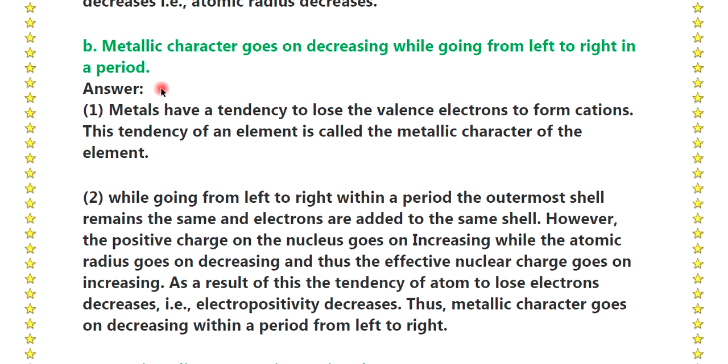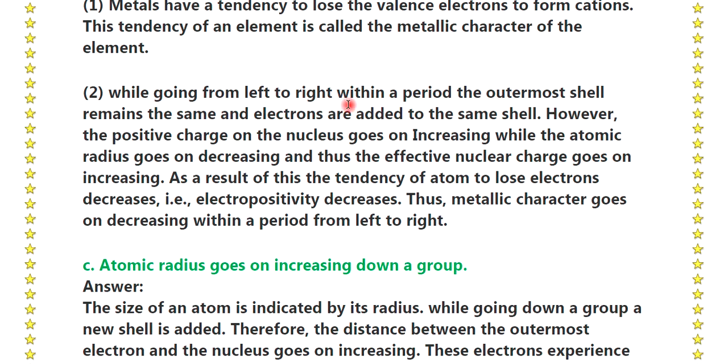Question B. Metallic character goes on decreasing while going from left to right in the periodic table. Answer. First point. Metals have a tendency to lose valence electrons to form cations. This tendency of an element is called the metallic character of the element. Second point. While going from left to right within a period, the outermost shell remains the same and the electrons are added to the same shell.